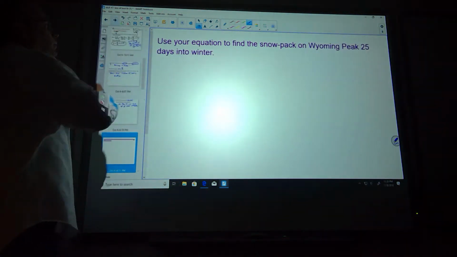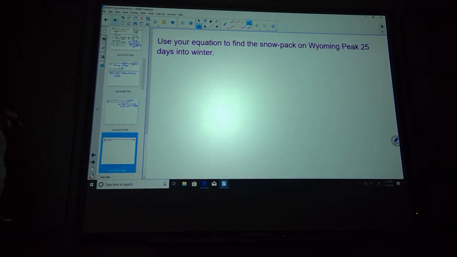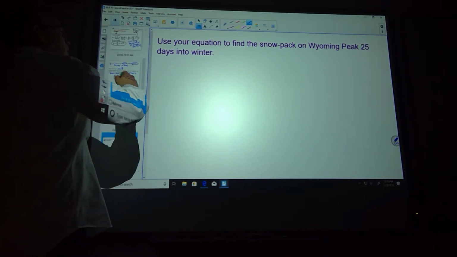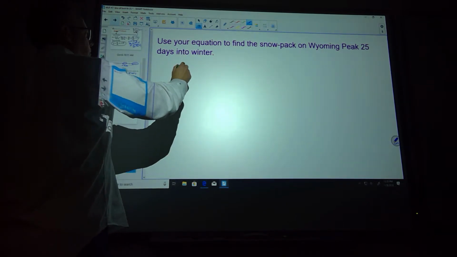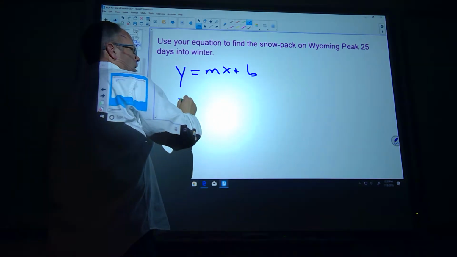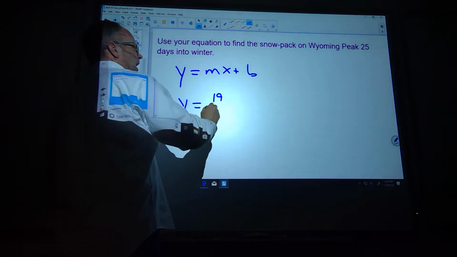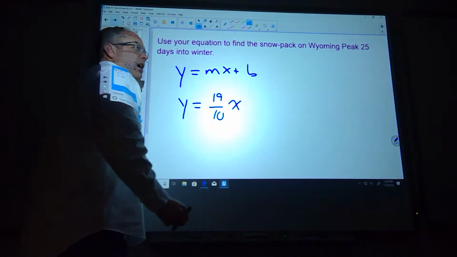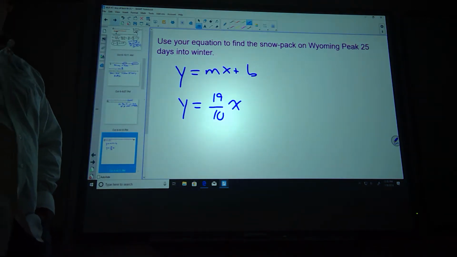Okay, let's see. More. Use your equation to find the snowpack on Wyoming Peak 25 days into winter. Okay. All right, so what was my equation we just made? You just wrote it down. It was y equals mx plus b. Help me out. Y equals what? 19 over 10x plus... 35, thank you.